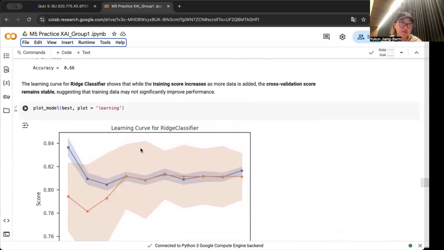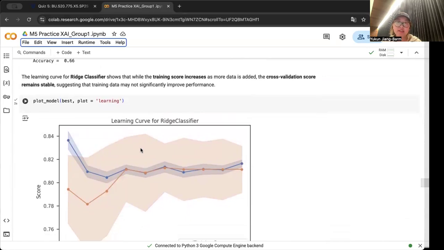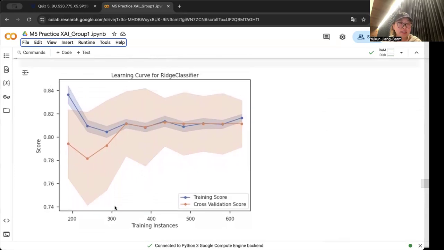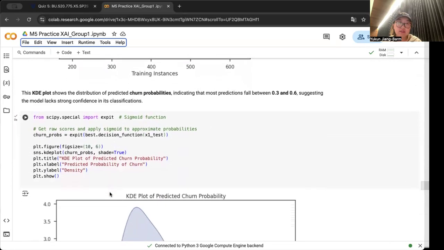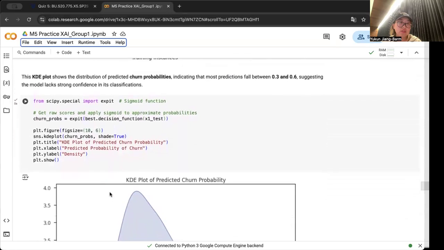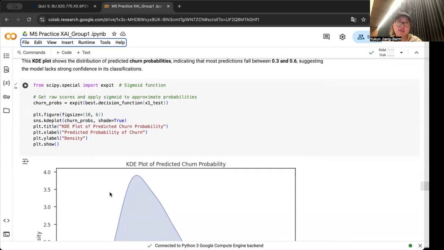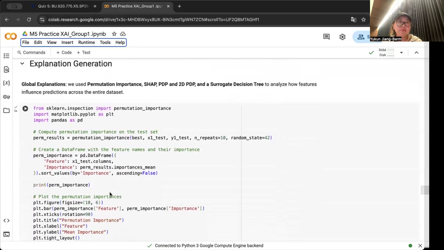The learning curve for the ridge classifier shows that while the training score increases as more data is added, the cross-validation score remains stable. And the KDE plot generated shows the distribution of predicted churn probabilities, indicating that most predictions fall between 0.3 and 0.6, suggesting the model lacks strong confidence in its classifications.